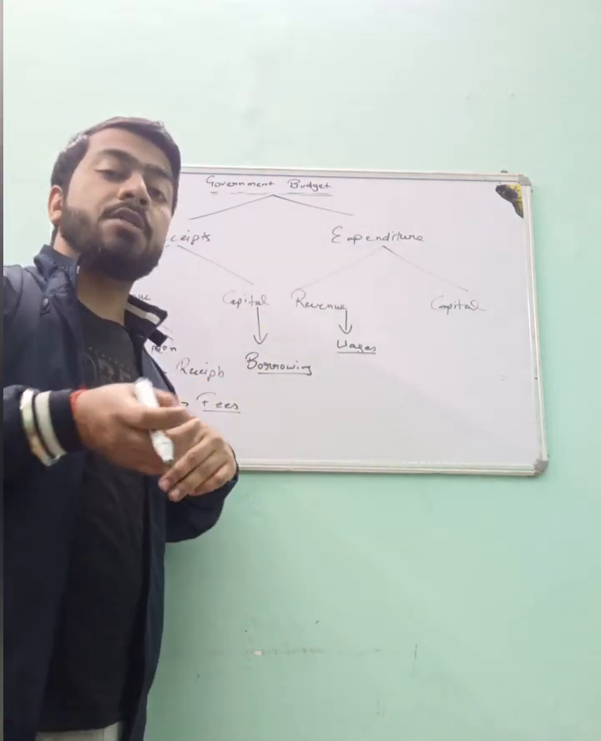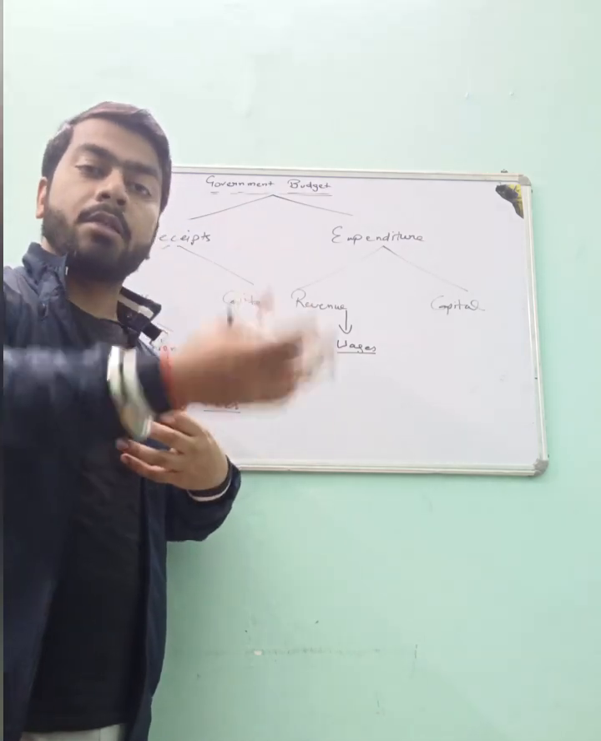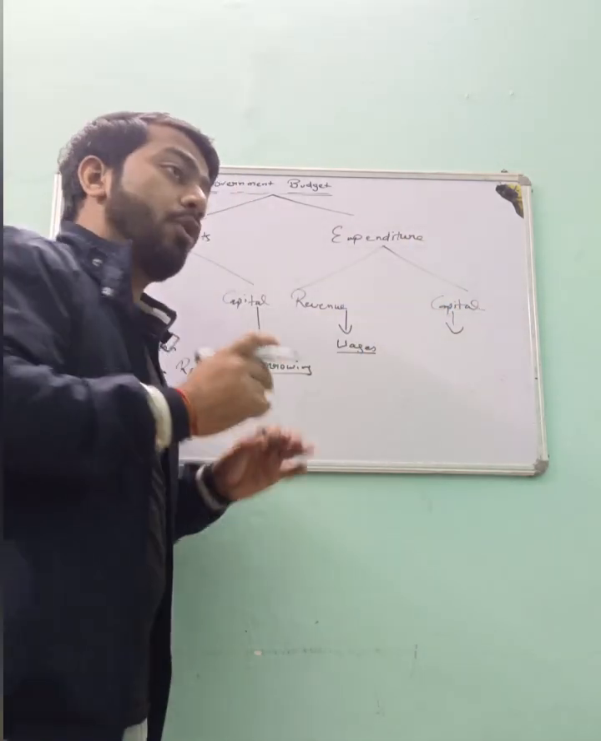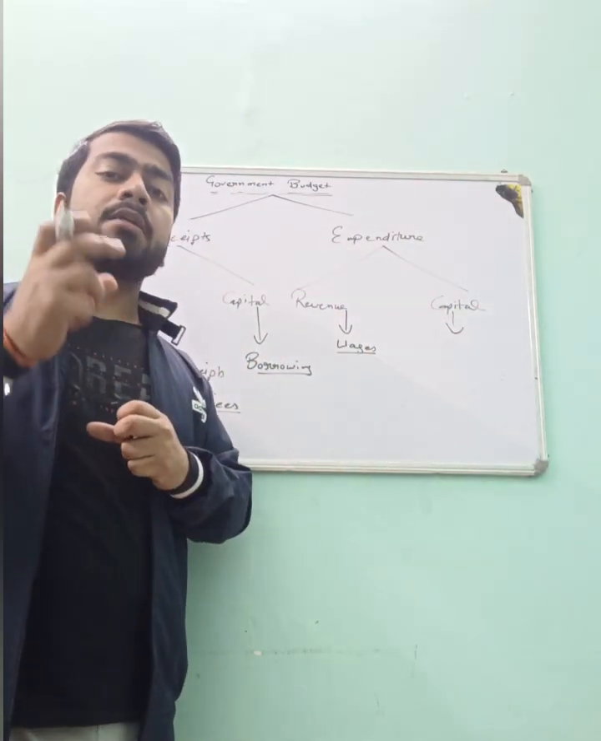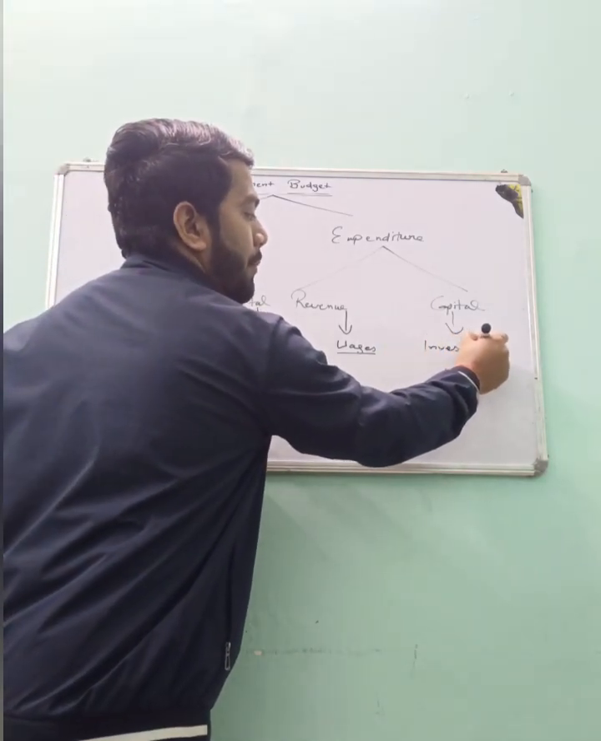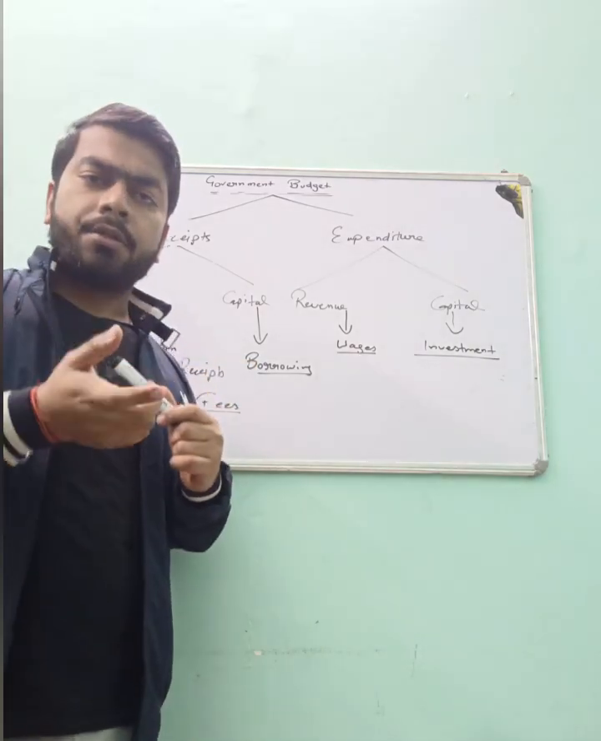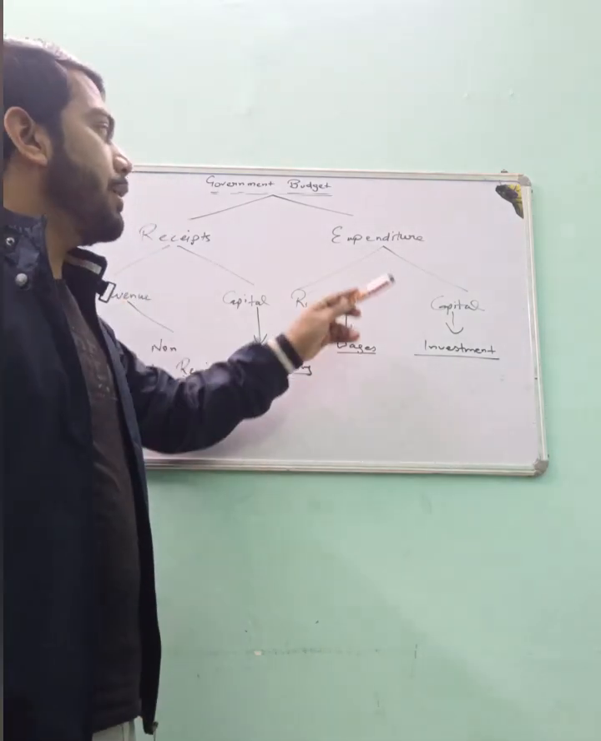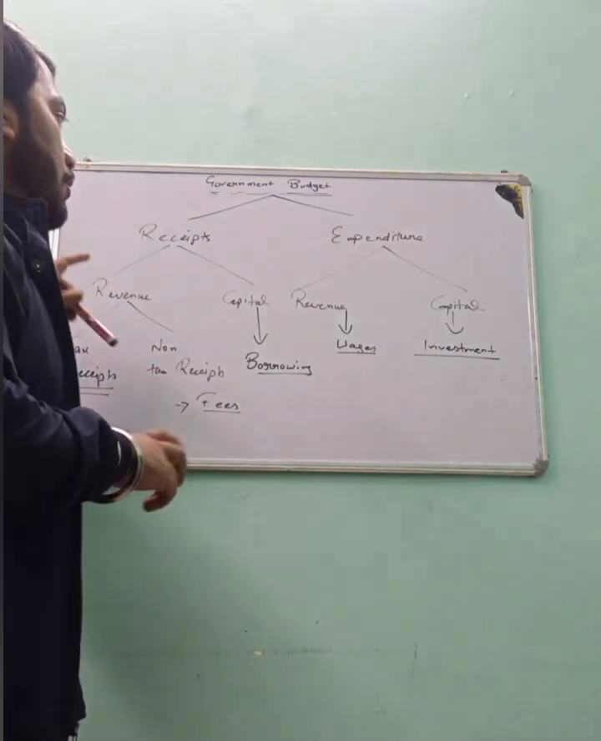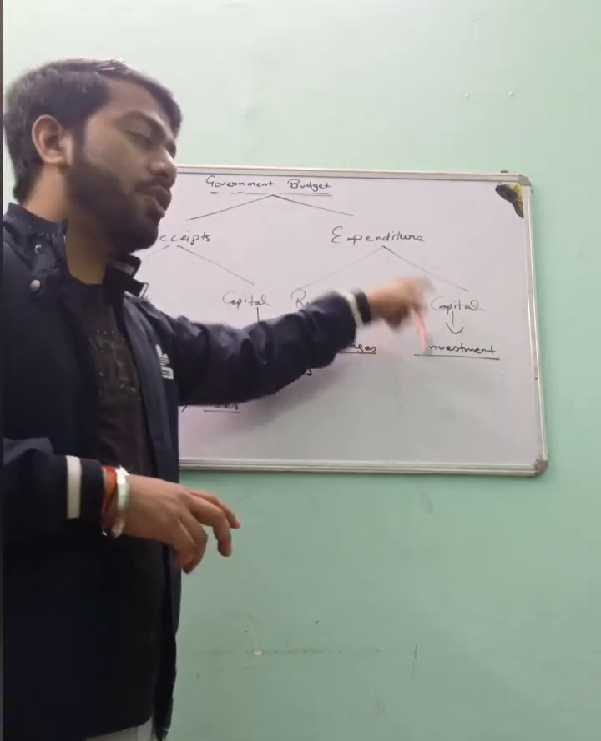But if government is purchasing some land, or investing some money in some other country, then it will form part of capital expenditure, because investment is an asset. So if government is investing some money in some other country or somewhere else, then it is a part of capital expenditure. So now we know the meaning of both revenue receipts and capital receipts, and revenue expenditure and capital expenditure.